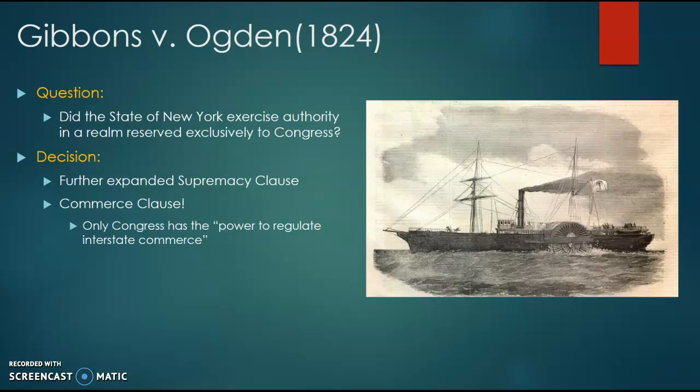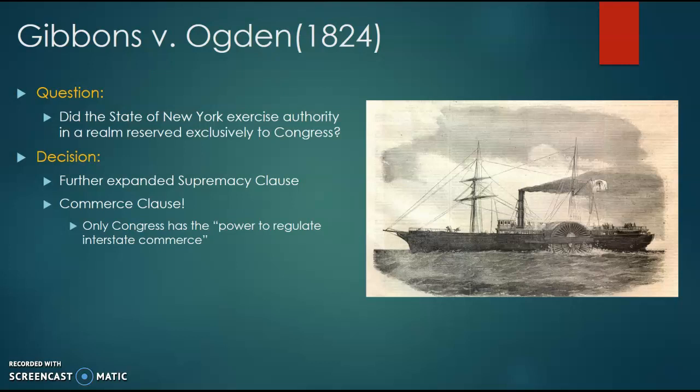And so this ferry boat was operating in waters that were moving beyond state borders, and therefore are more accurately looked at as property of the federal government, right? Was it going to be New York that could supervise, exercise authority and regulate these ferry boat operations, or was that the domain of the federal government exclusively? And so the question, to rephrase it, is: did the state of New York have authority in a realm that may or may not be reserved exclusively to Congress?